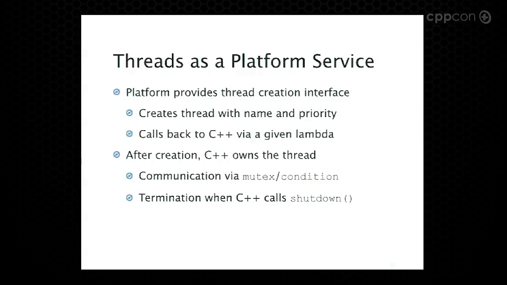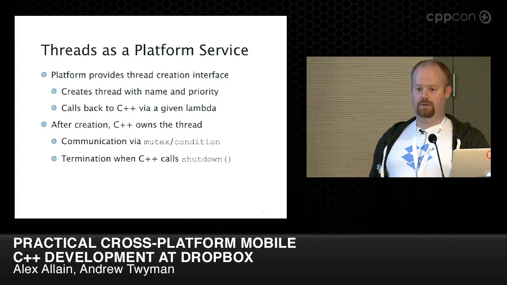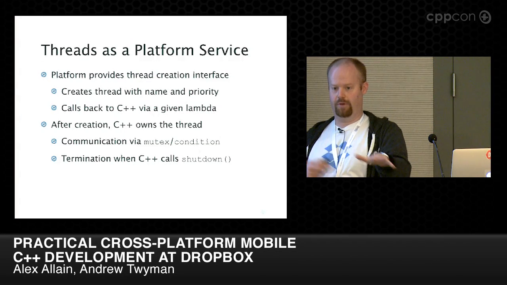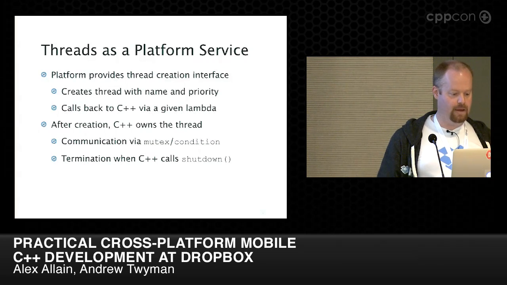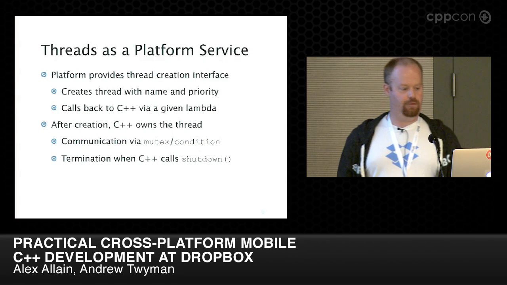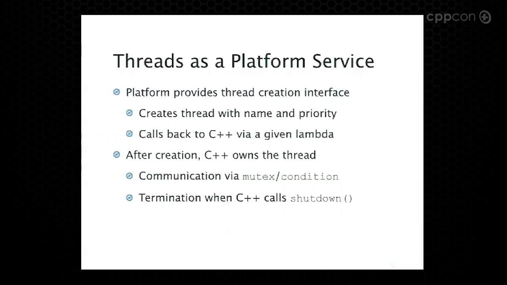So the way we solve these issues is to also expose threads as a platform service. So the platform provides an interface through which the C++ code can create a thread. It provides a name and a priority, and then a lambda, which will be called on the thread when it's created. That lambda can also capture any resources needed through a shared pointer so as to make sure that things don't get deleted before the thread can even get around to using them. And then once the thread is created, C++ owns it, and everything is normal C++ concurrency code that you're probably familiar with. And C++ will tell the thread to shut down when it needs to. There's no special mechanism in Java or Objective-C that has to deal with this. And this has saved us from all those headaches that I mentioned of thread locals being wrong.